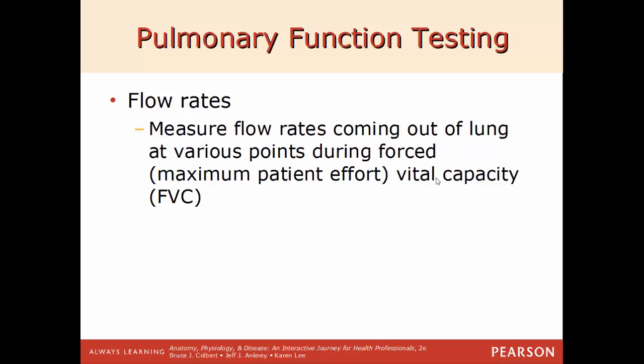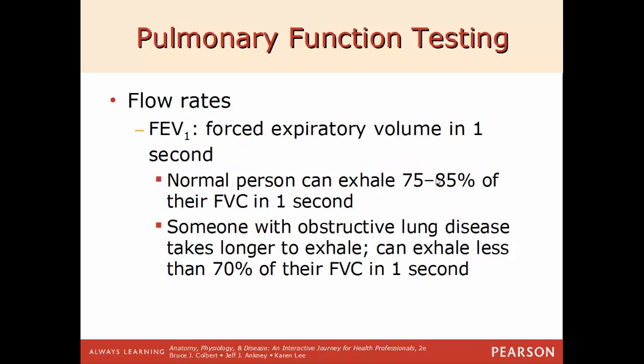Alright, now we'll talk about flow rates. These will measure flow rates coming out of the lung at various points during a forced vital capacity, or the FVC. Or in FEV1, this is the forced expiratory volume in 1 second. So a normal healthy person can exhale between 75 and 85% of their FVC in 1 second. But someone who has obstructive lung disease will take longer to exhale. It takes more effort for them to get the air out. So someone in this kind of condition can exhale less than 70% of their FVC in 1 second.